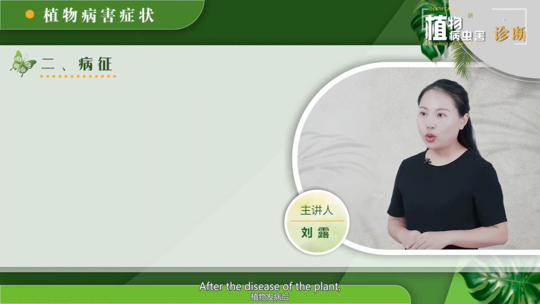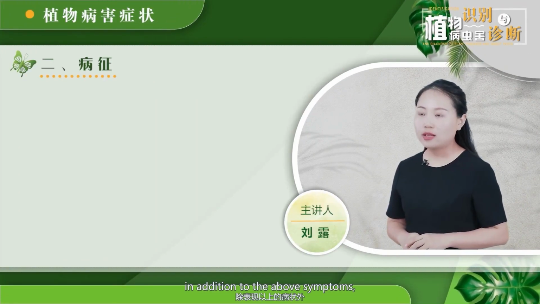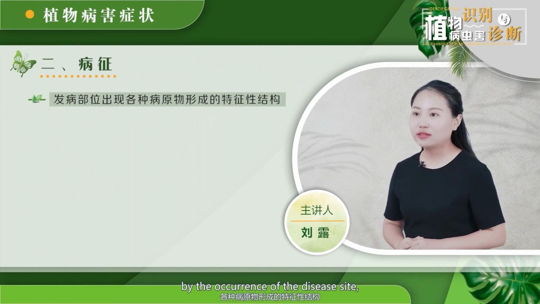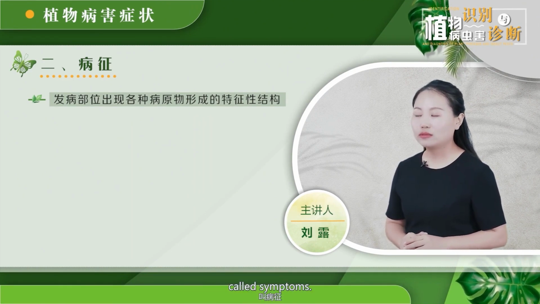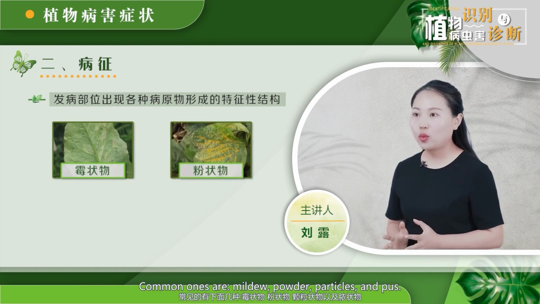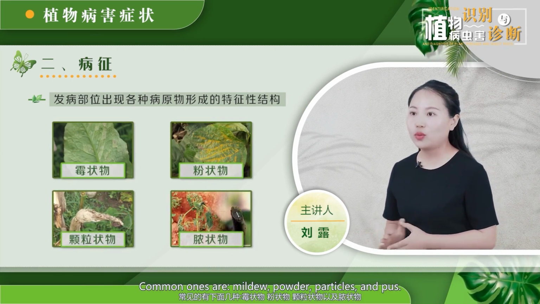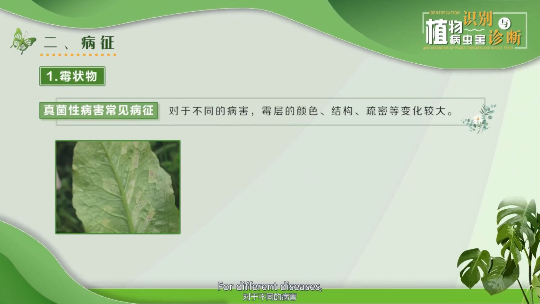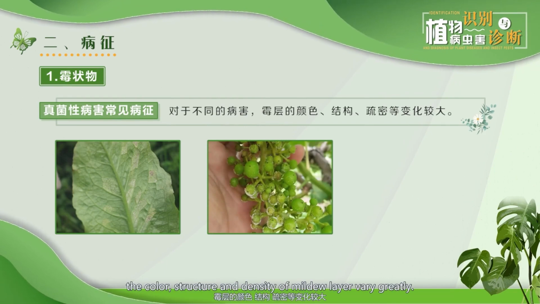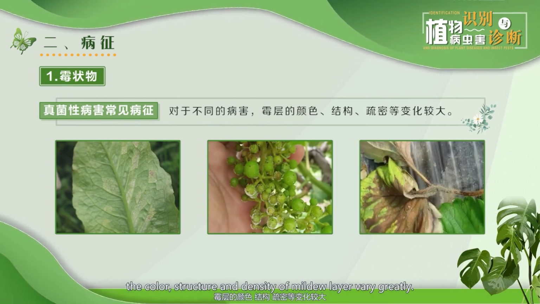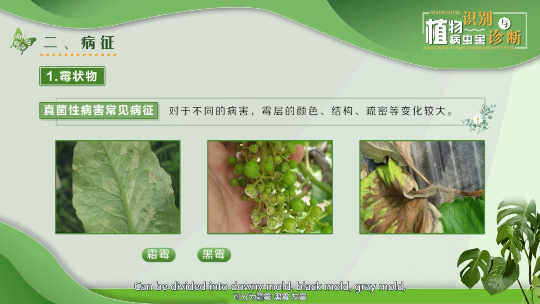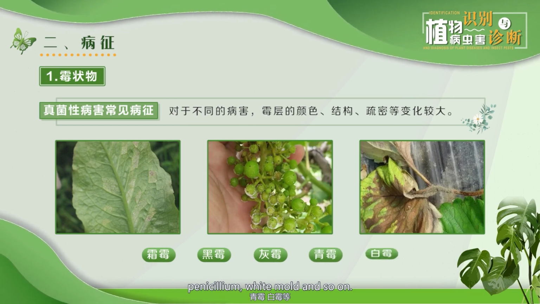After the disease of the plant, in addition to the above symptoms, the characteristic structure formed by various pathogens is often accompanied by the occurrence of the disease site, called signs. Common ones are mildew, powder, particles, and pus. Mildew is a common sign of fungal diseases. For different diseases, the color, structure, and density of the mildew layer vary greatly, and can be divided into downy mold, black mold, gray mold, penicillium, white mold, and so on.